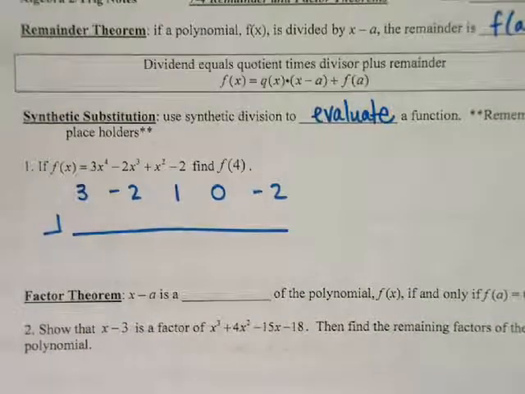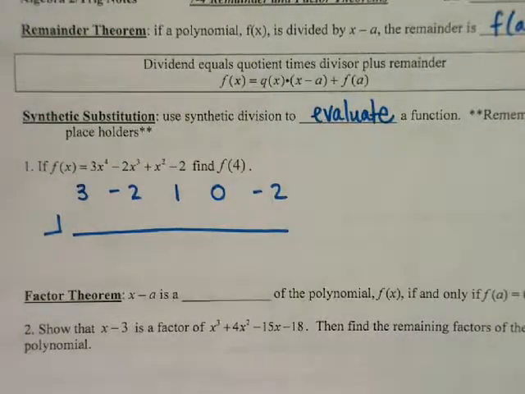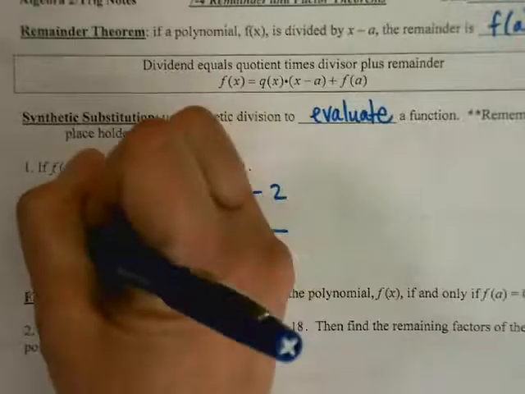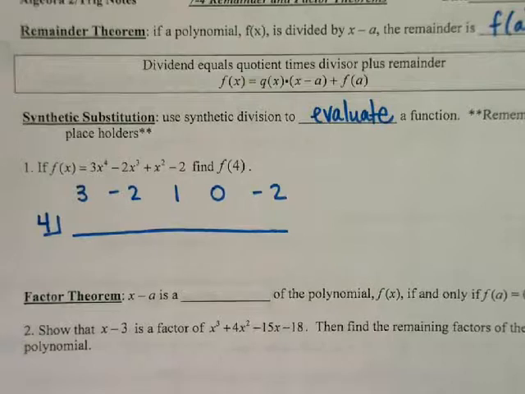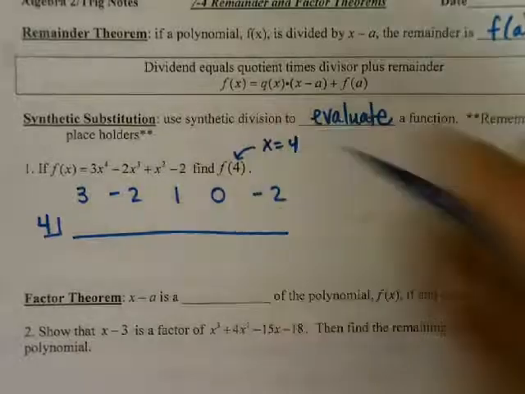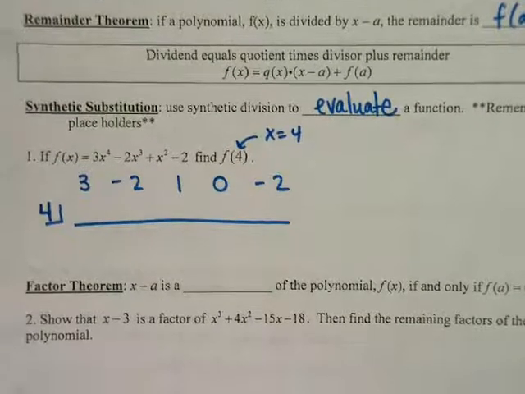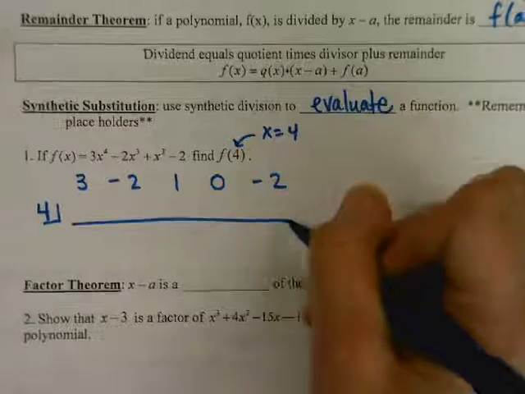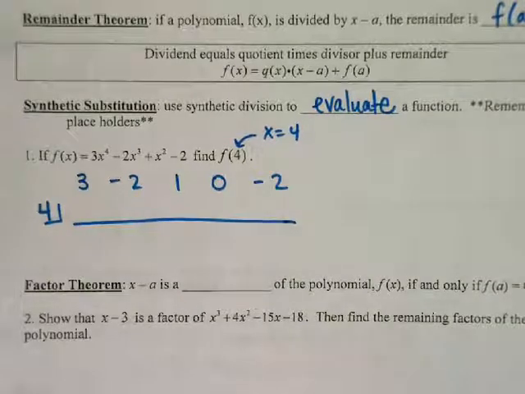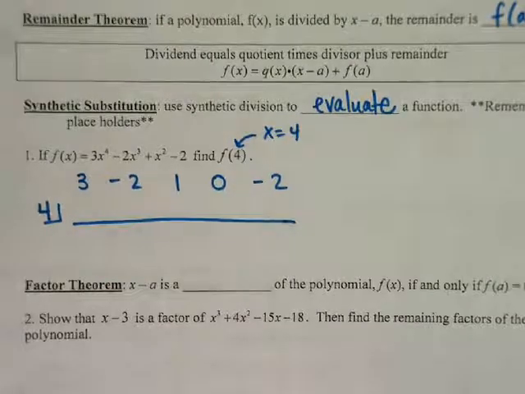When we were doing synthetic division before, remember we were dividing by something like x plus 3 or x minus 3, and we flipped the sign, right? This time we're not going to flip the sign because I want to know what my function is actually doing at 4. Think about it as x equals 4. Okay, are you ready? What do I do first? Anybody remember? Bring it straight down, right? First guy just goes straight down.